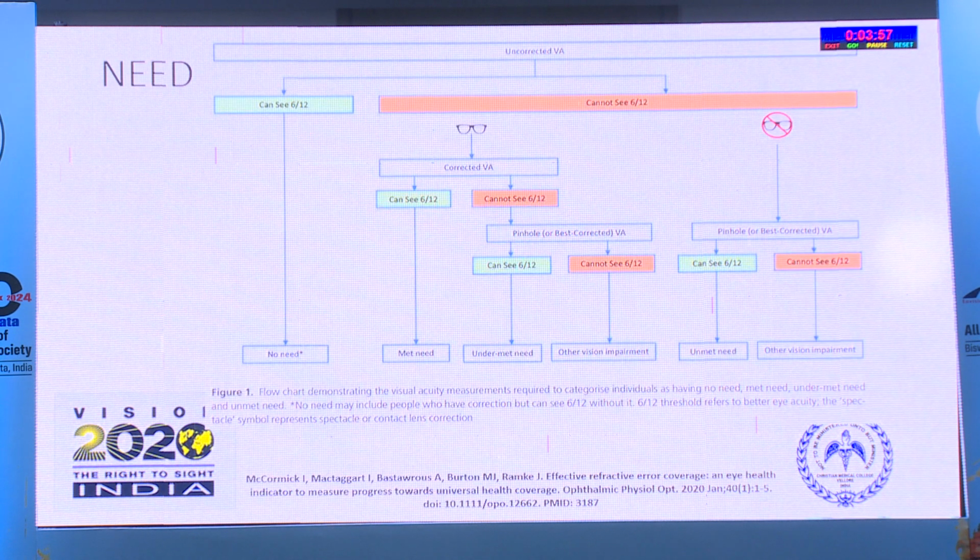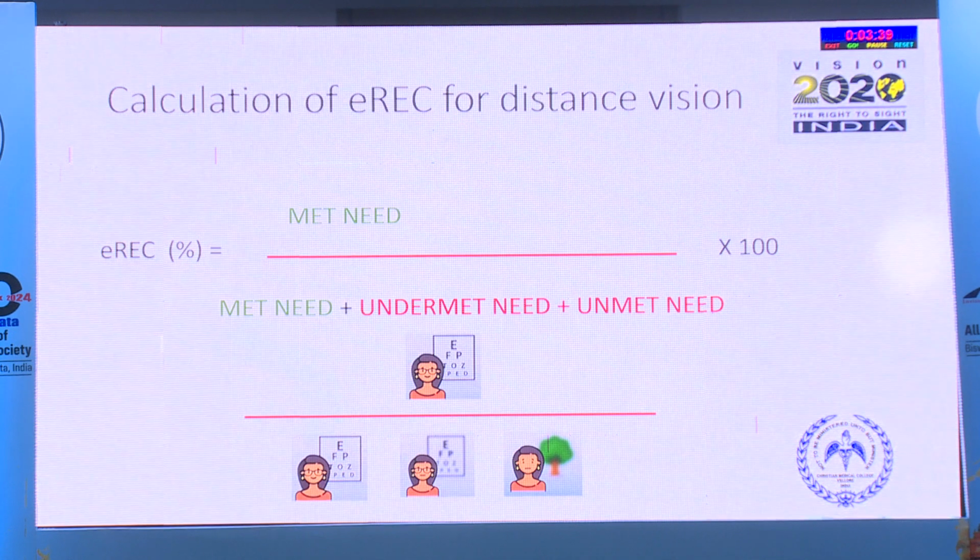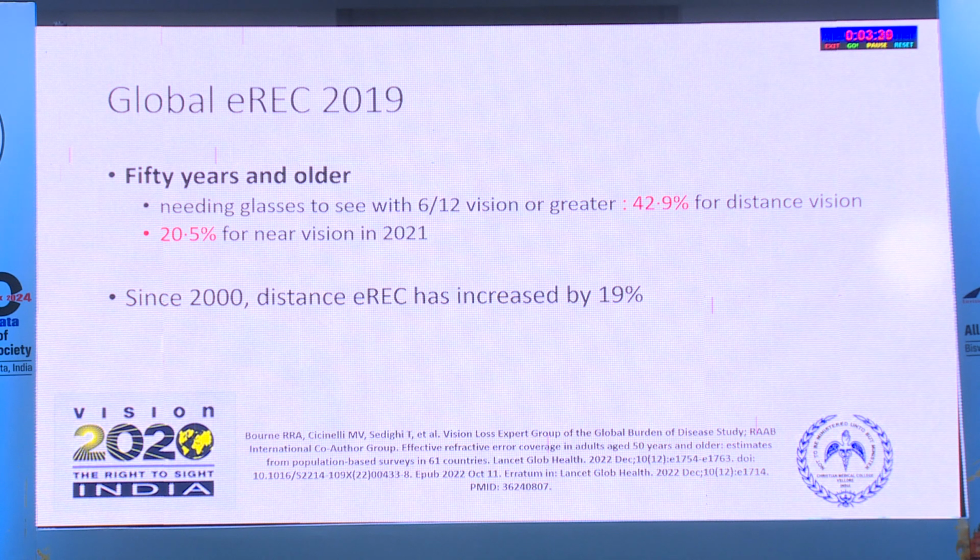In this schematic, somebody who can see does not have a need. Somebody who can see with the glasses they have has a met need. Similarly, somebody who could not see with the glasses, as I just said, was under met need, and somebody who does not have glasses has the unmet need. And so the formula includes that eREC is met need by met need plus undermet need plus unmet need into 100. Globally, eREC, as reported in 2019, is about 43% for distance vision and about 20.5% for near vision.